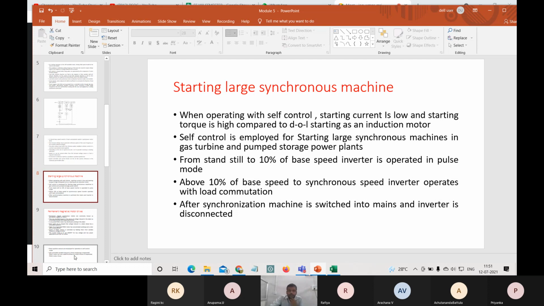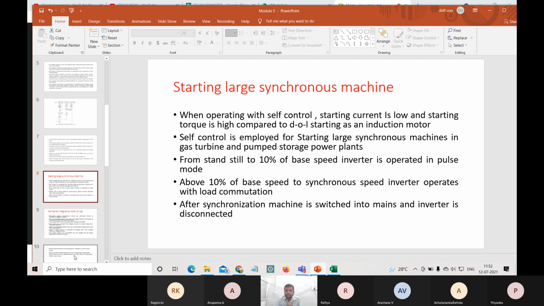So, the starting of large synchronous motors. Similarly, we have studied starting of induction motors, and starting, braking and speed control of synchronous motors. Here we are having only starting, because synchronous motors cannot start as it is. They cannot start on their own, so we need some different starting techniques. If the synchronous motors are very large, there are some procedures.